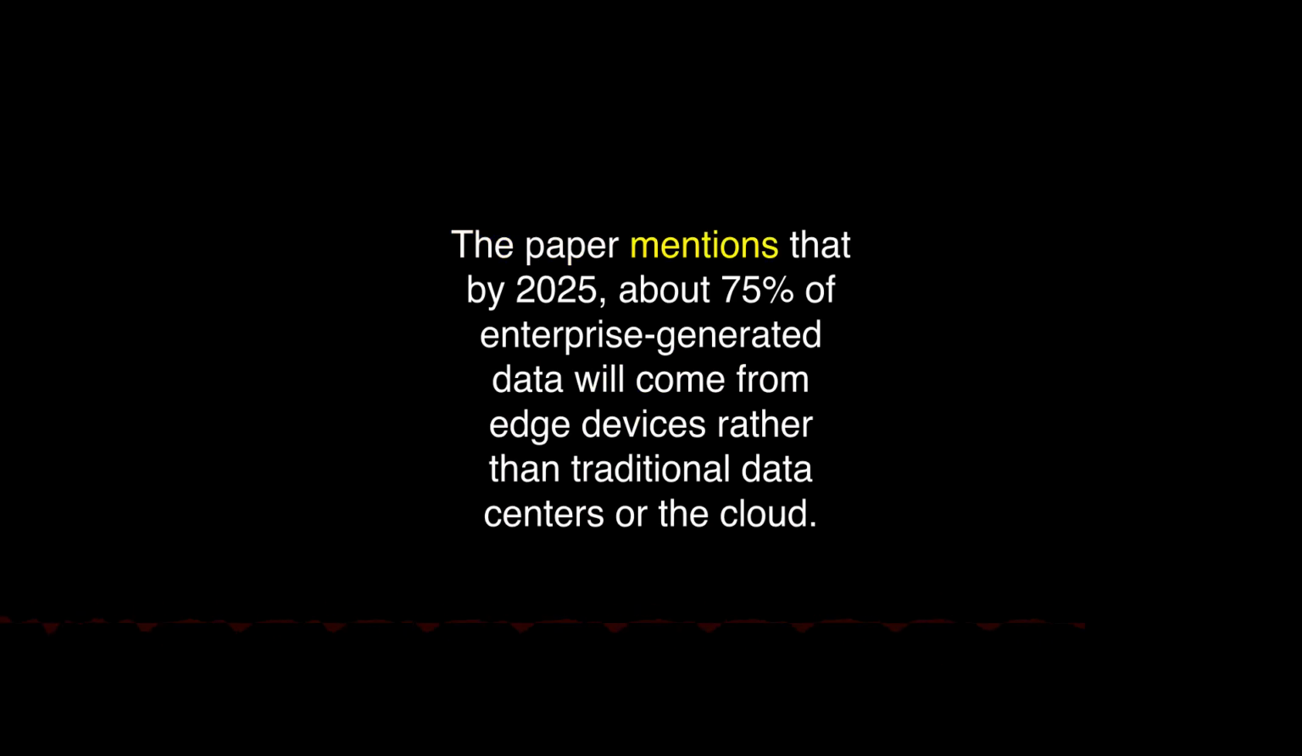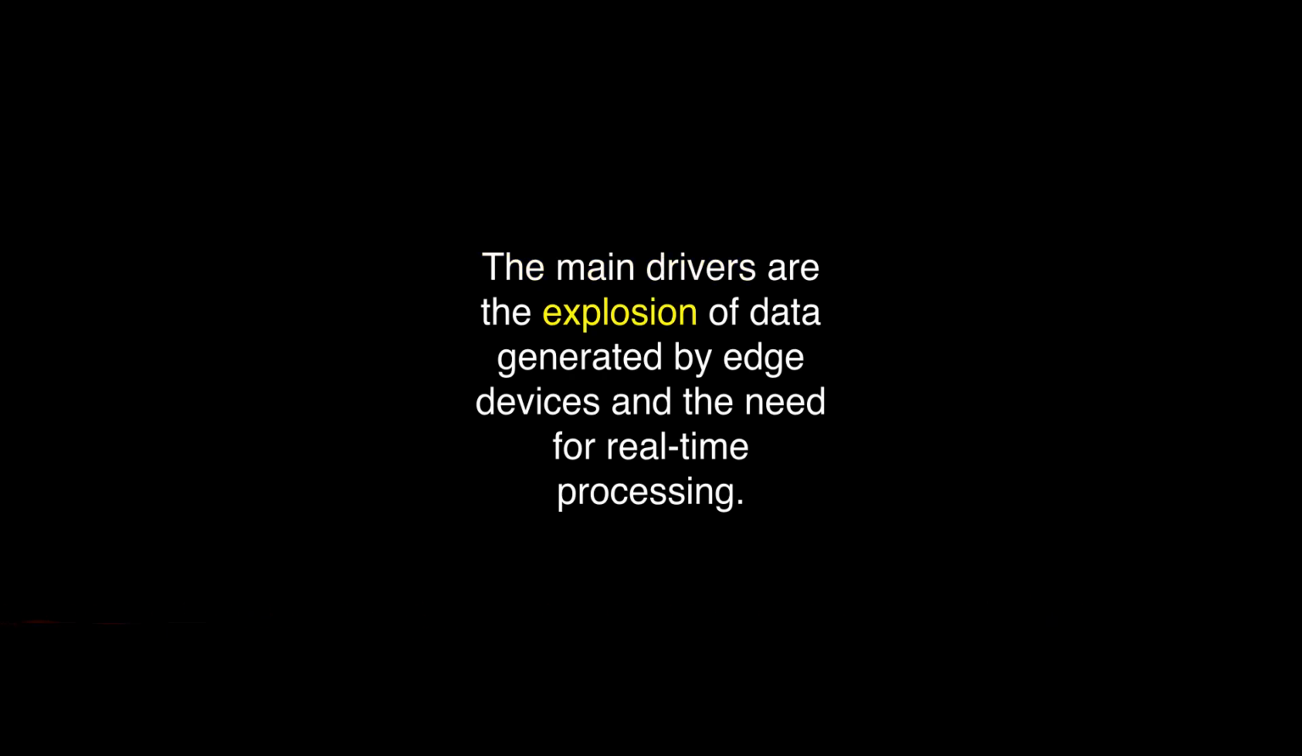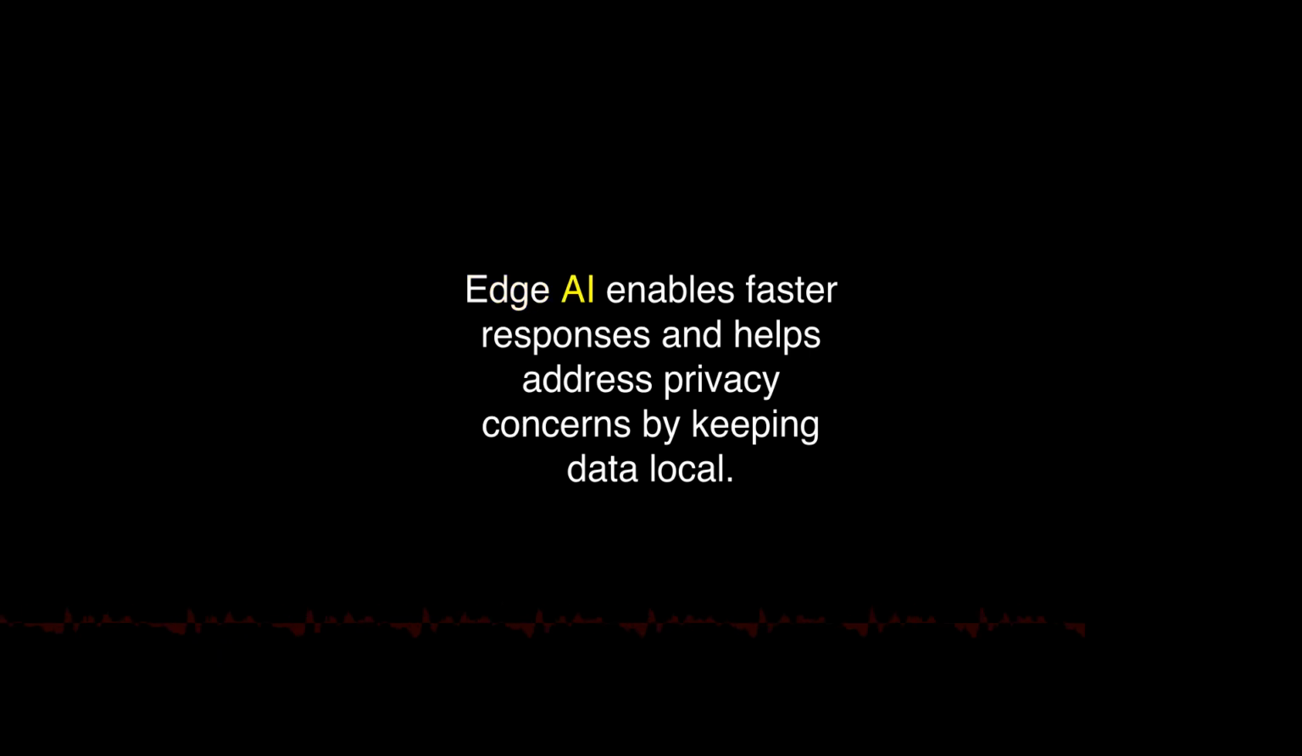Isn't that fascinating? It really is. The paper mentions that by 2025, about 75% of enterprise-generated data will come from edge devices rather than traditional data centers or the cloud. That's a huge shift. Why is this change happening? The main drivers are the explosion of data generated by edge devices and the need for real-time processing. Sending all that data to the cloud for analysis is inefficient and can cause delays. Edge AI enables faster responses and helps address privacy concerns by keeping data local.